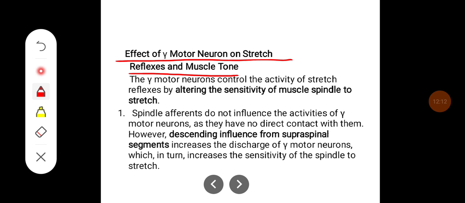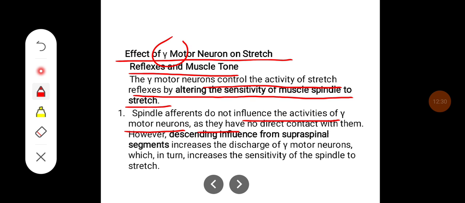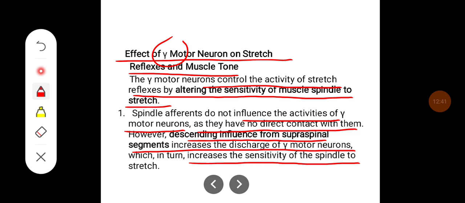That is the effect on stretch reflexes and the muscle tone. That is the effect of gamma motor neuron. The gamma motor neurons control the activity of stretch reflexes by altering the sensitivity of muscle spindle to stretch. The spindle afferents do not influence the activities of gamma motor neurons as they have no direct contact with them. However, descending influence from supraspinal segment increases the discharge of gamma motor neurons, which in turn increases the sensitivity of the spindle to stretch.